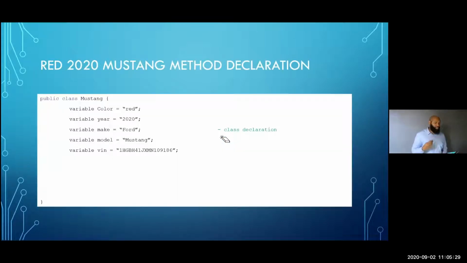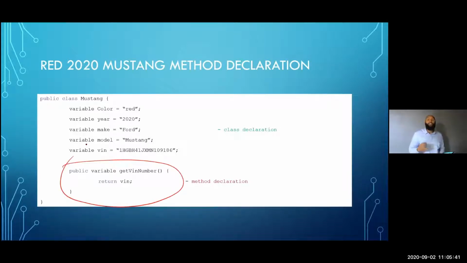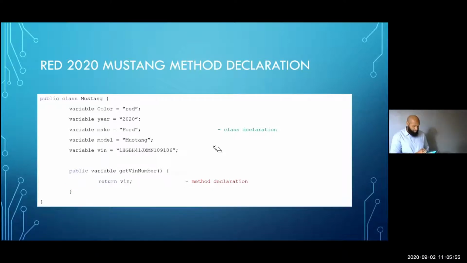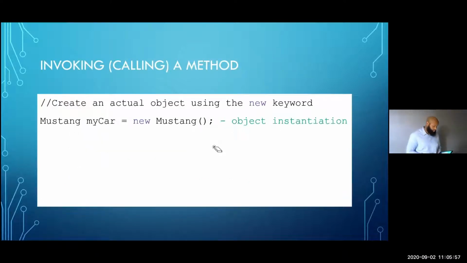Just to recap, last class we created our Mustang class. It's a red 2020 Ford Mustang with that VIN number. Then we had a method called getVINNumber, and all it does is return that VIN number. The program executes the code within this method until it reaches the end of the method, that closing bracket, or it hits a return statement. So let's walk through this.